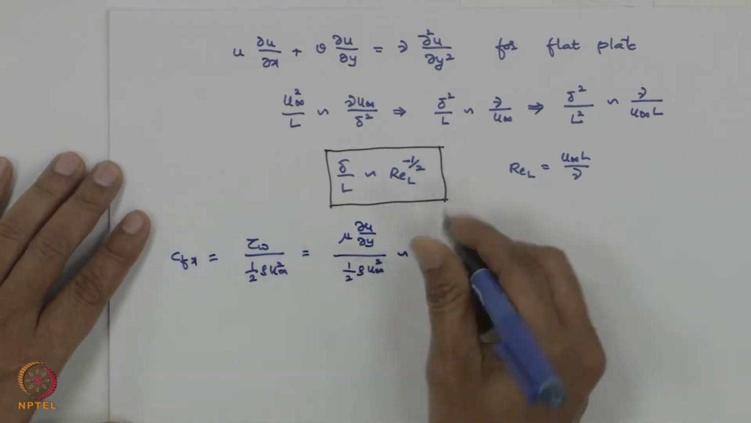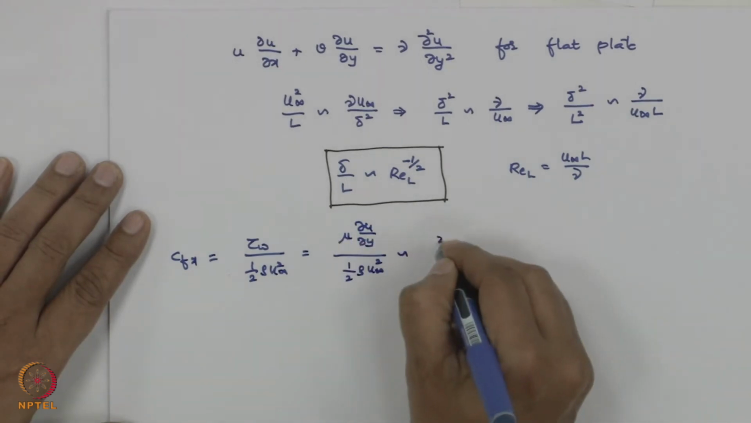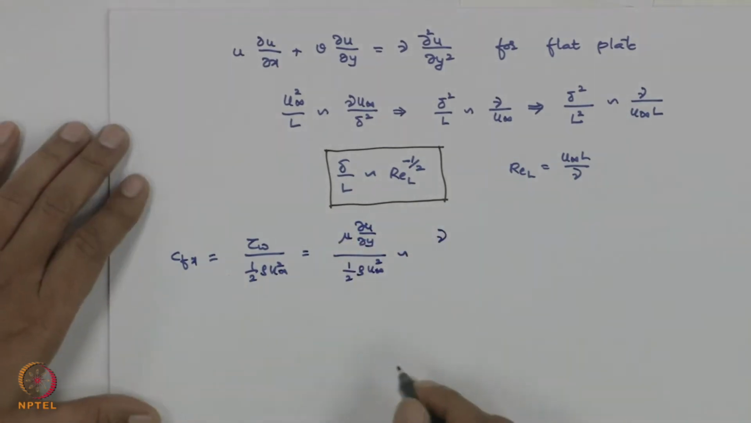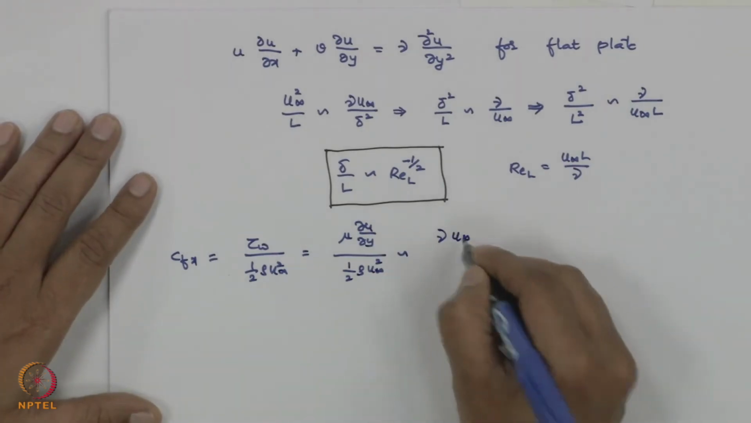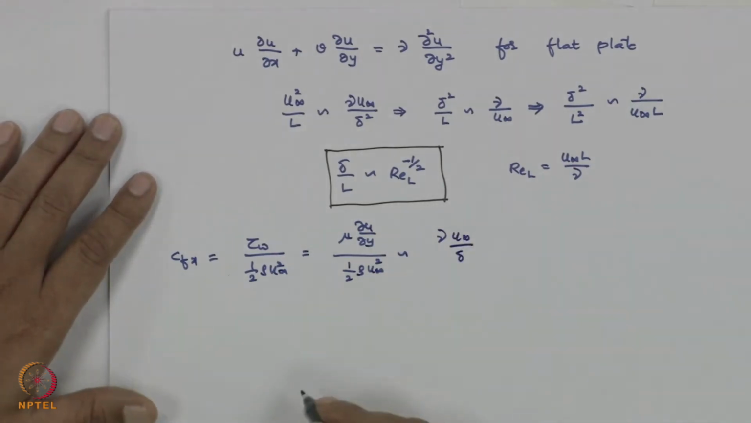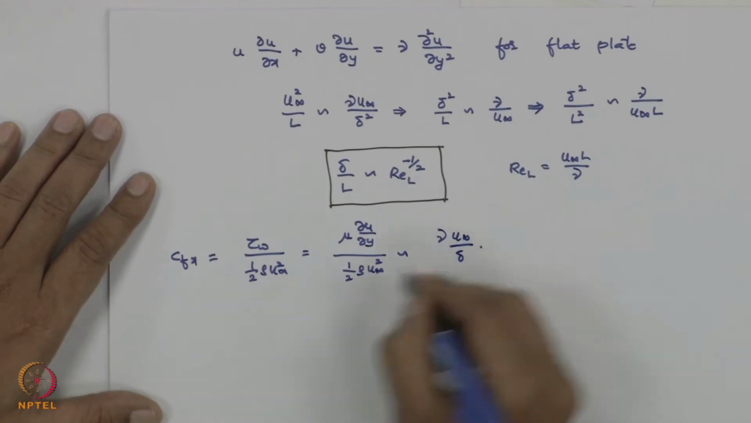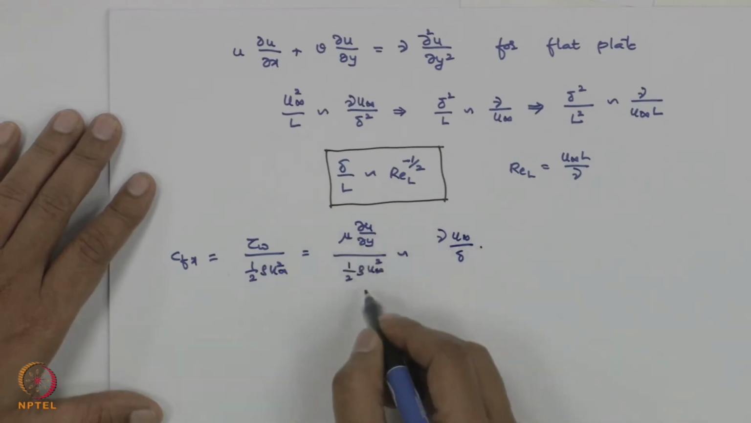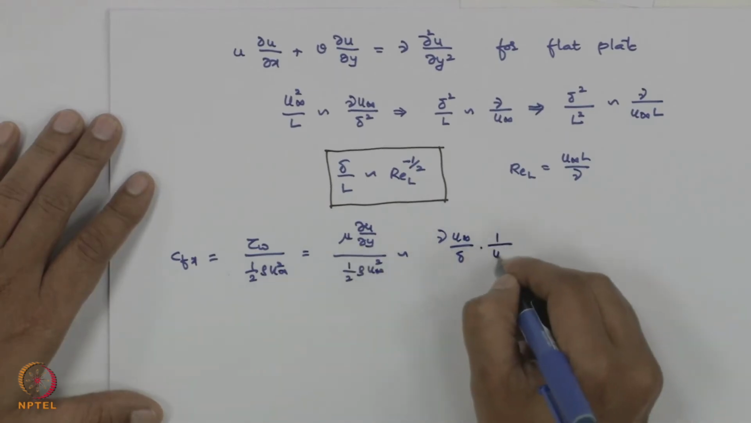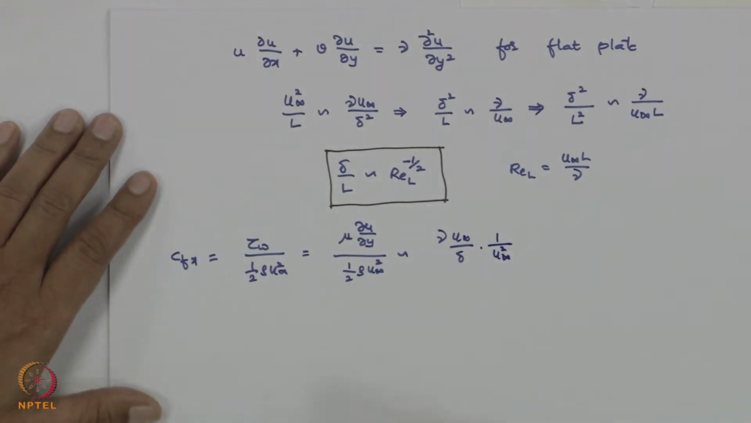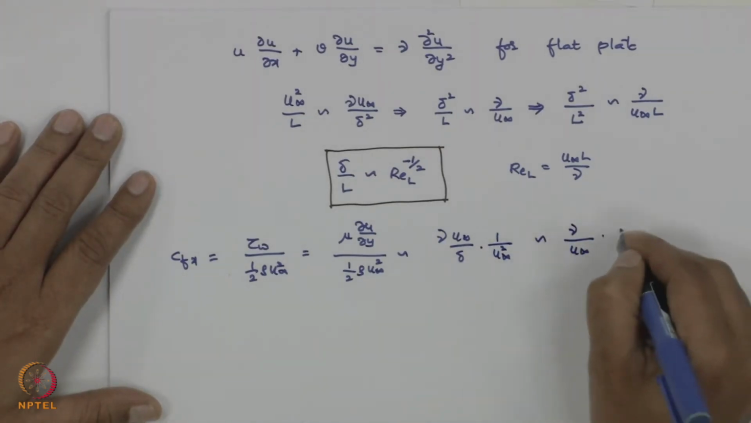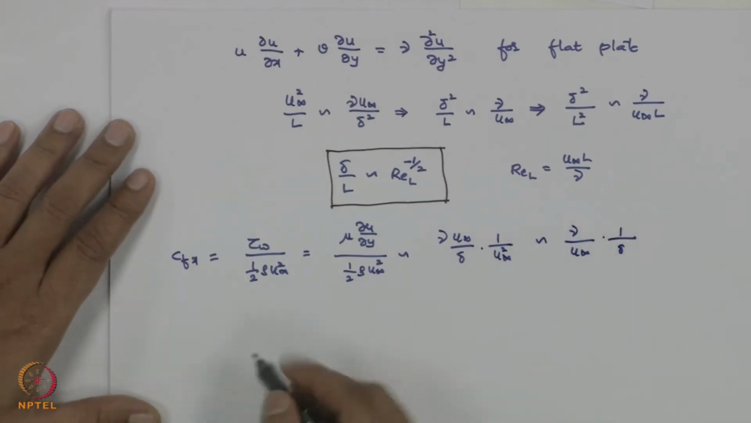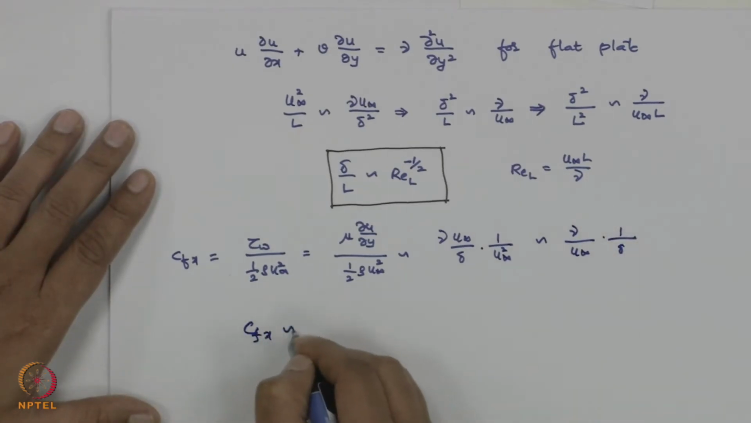This is of the scales. Mu by rho is nu, and del u by del y is u infinity upon delta, into rho, as I have already observed in mu, and u infinity squared will be u infinity squared. So you get nu upon u infinity into 1 by delta. So C of x is of the order of nu upon u infinity.